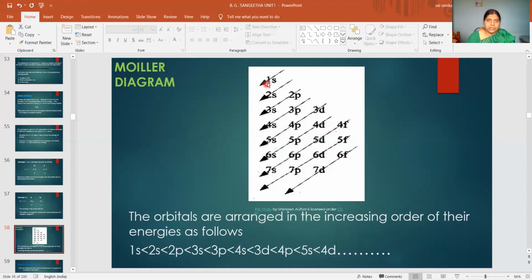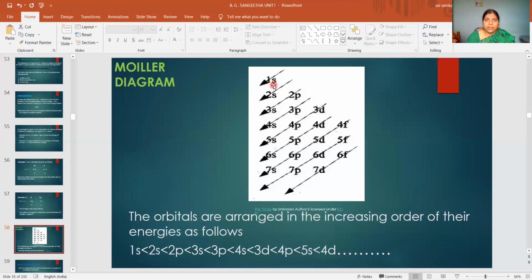Then from here onwards, how the energies will be increasing. Among these, from this diagram, this 1s orbital is having minimum energy. Here we can keep one more, 8s also. So 8s is having maximum energy.